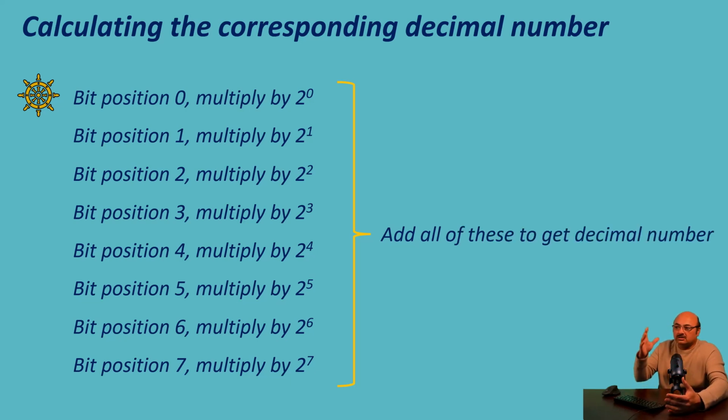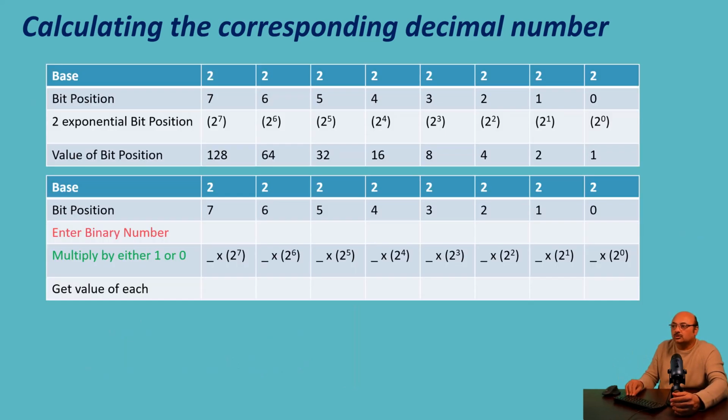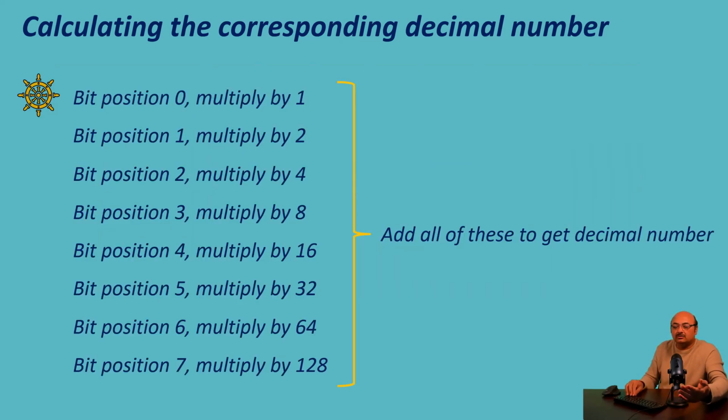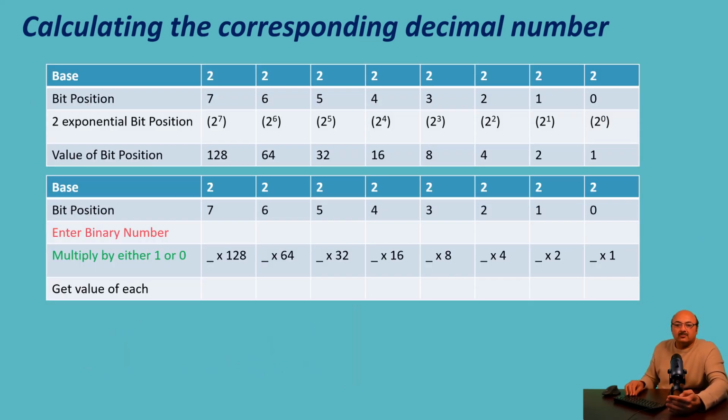Once these are multiplied, all we need to do is add them up to get the decimal equivalent. Now I have depicted it in terms of 2 raised to the power of the base. In the green sentence written, it is multiplied by either 1 or 0, depending on the coefficient of that corresponding bit position. Or, instead of writing 2 raised to the power 0, which is equal to 1, or 2 raised to the power 2, which is equivalent to 4, I have just written the equivalent values: 1, 2, 4, 8, 16, 32, 64 and 128, or put it in tabular format like this.